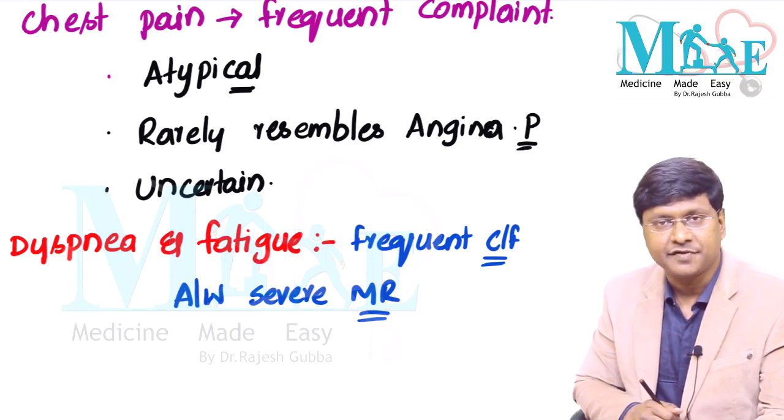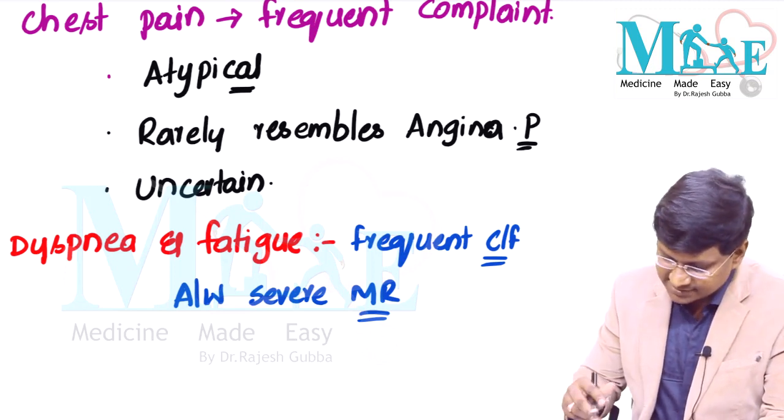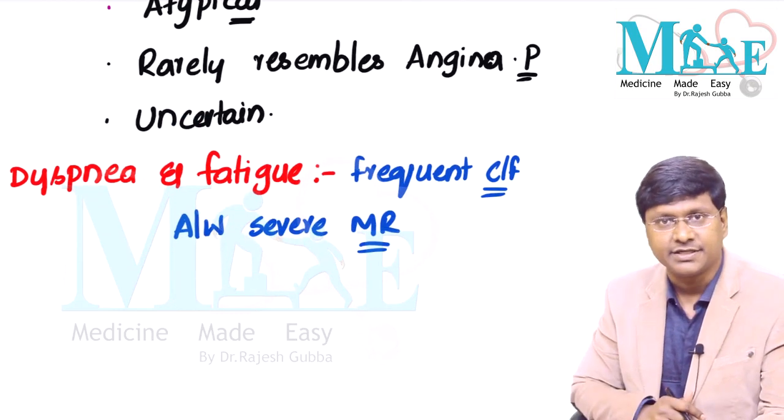Now, why do you think they have fatigue? Because when the patients have severe mitral regurgitation, a significant amount of blood from the left ventricle is moving into the left atrium instead of moving into the aorta. So what will happen to the cardiac output? That gets reduced. So what will happen to the perfusion to the entire body? That is reduced. And that is the reason why the individual will have fatigue.